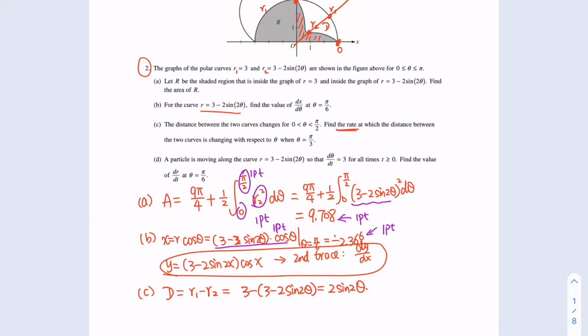Find the rate at which the distance between the two curves is changing with respect to theta. So the derivative of the distance with respect to theta equals, we can plug it in or we can take the derivative directly, which gives us 4 cosine 2 theta. We plug theta equals pi over 3 in, which gives us negative 2. So 1 point for the expression and 1 point for the answer.